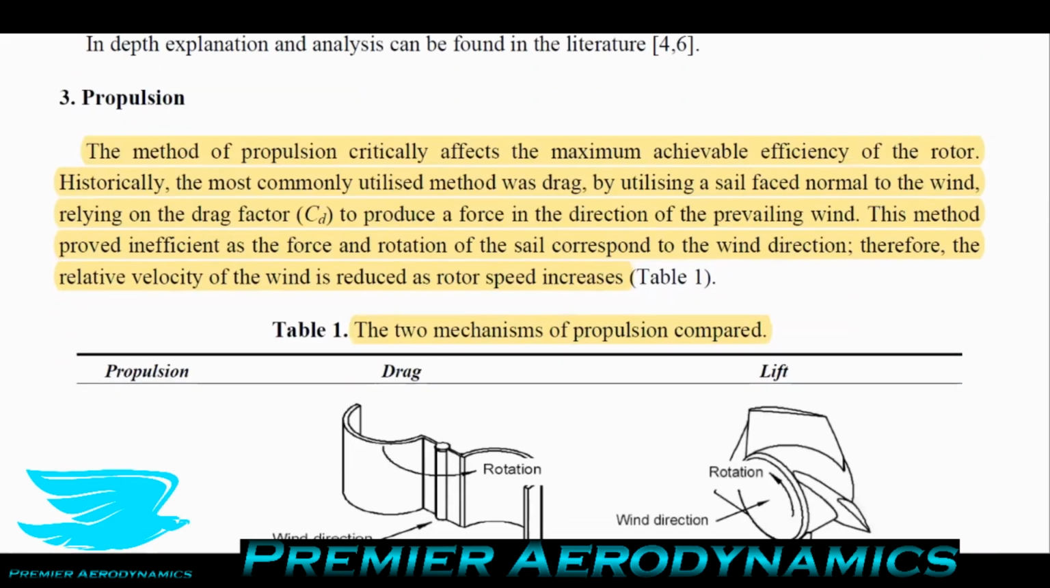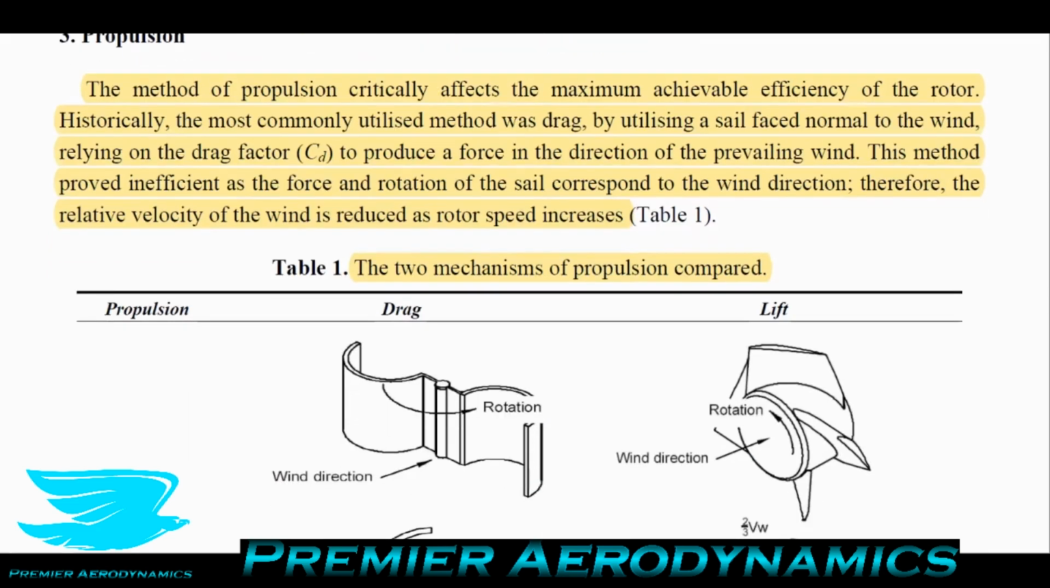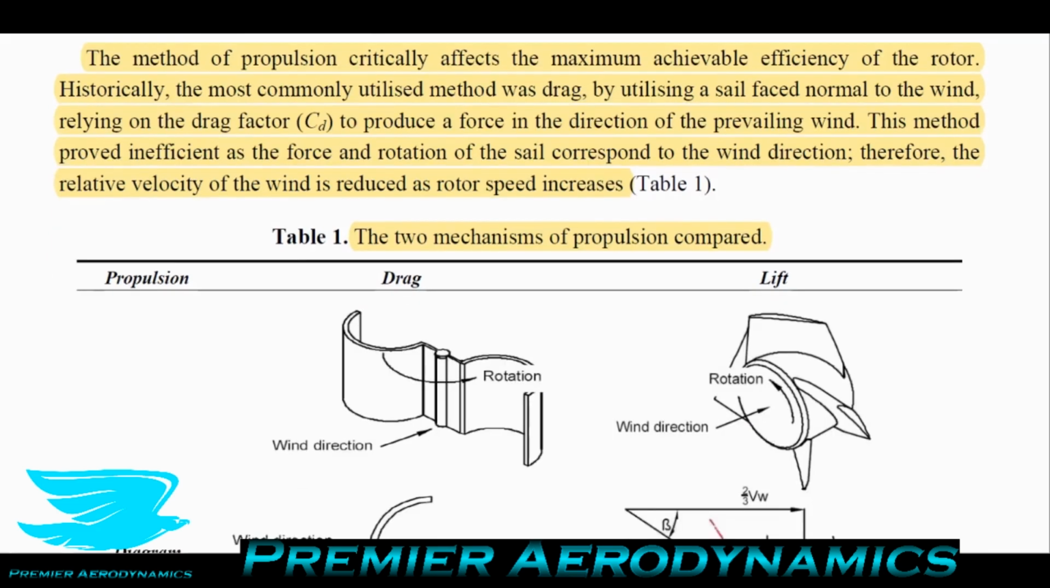So they go through a history now of horizontal axis wind turbines, which is quite interesting, and the different developments. First of all, they say that the method of propulsion critically affects the maximum achievable efficiency of the rotor. Historically, the most commonly utilized method was drag. So instead of having these blades which produce lift and then that produces the rotational force and makes the blades go around, it was just drag, a very simple idea where you put a sail or a block, like a flat plate or whatever, normal to the wind, the wind hits it, and the force that the wind creates, drag, just moves this object around.